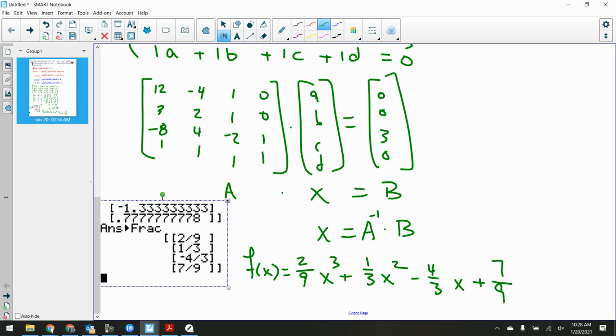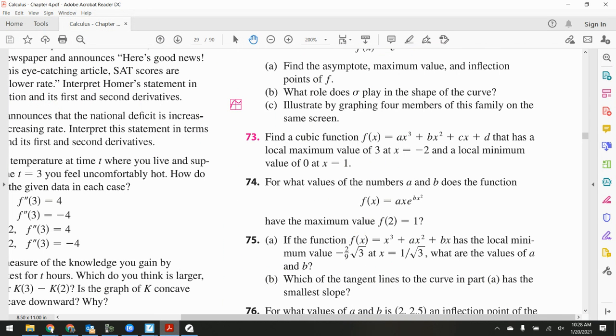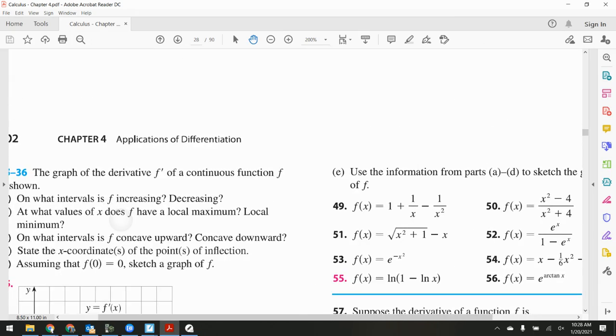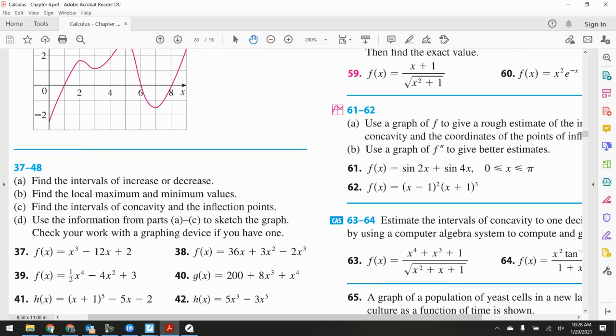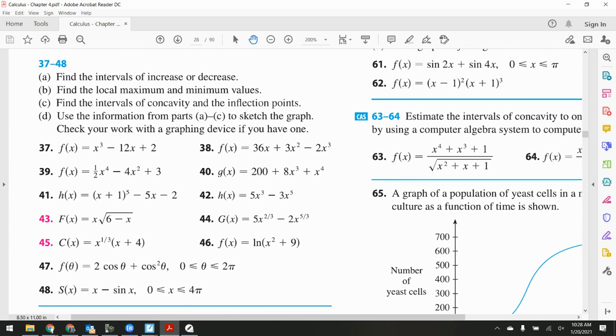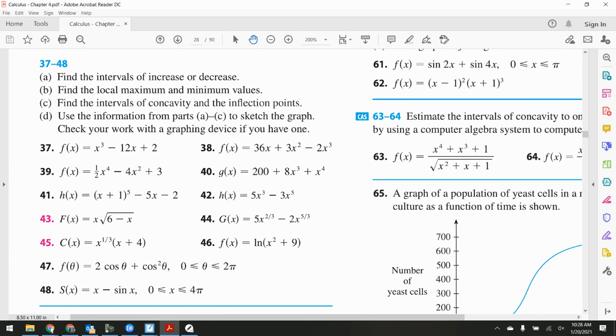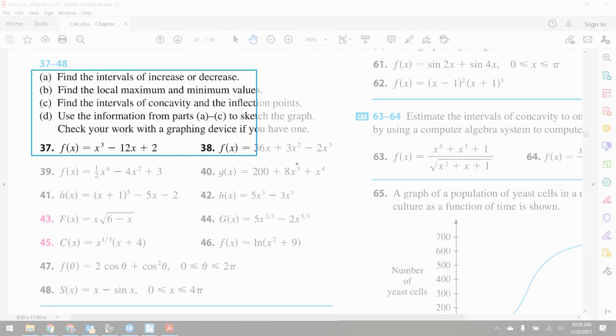All right, any questions on that? No? Okay. What other questions do we have on the section 4.3 assignment? 38. 38? Let's talk through 38 then. Oh, that's the one that was the inverse, just the derivative that you're supposed to do.